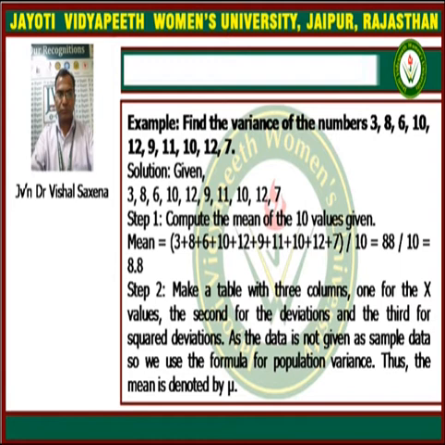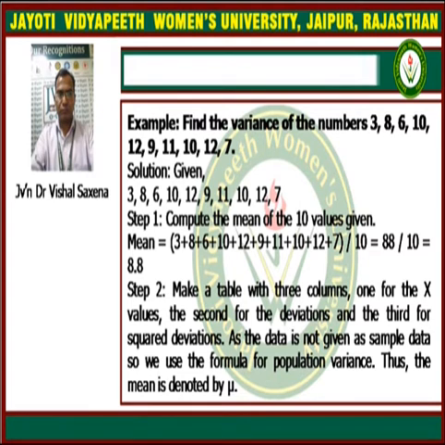So first we have to find the arithmetic mean. Mean is given by sum of the data upon n. N is 10, and the summation of data becomes 88. So mean is equal to 88 upon 10, and this is equal to 8.8.